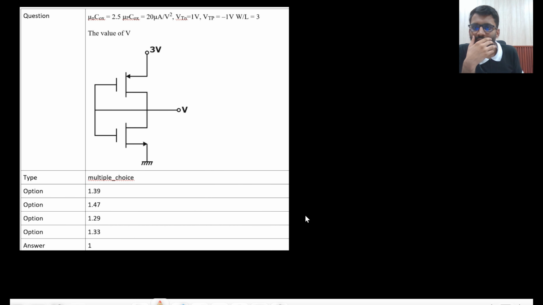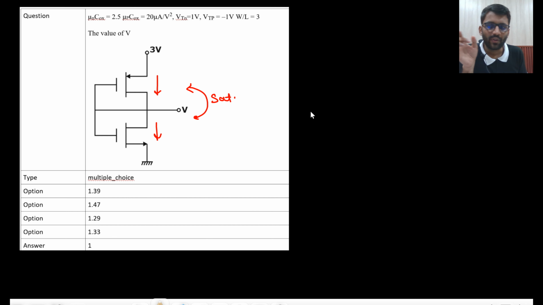Okay then. Here mu n Cox value is given, mu p Cox value is given, Vt value is given, W by L value is given. You need to find the value of V. So both of the transistors will drive the same current and both are working in saturation region. Say yes or no. Why both are working in saturation region? Because drain and gate are shorted. So both are working in saturation region.